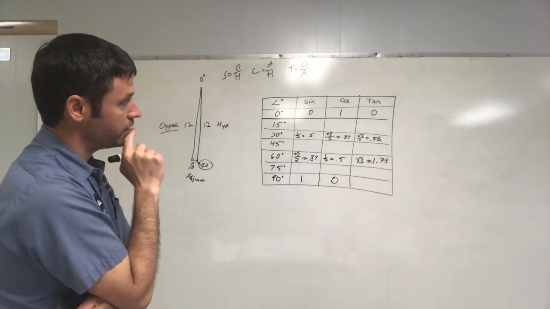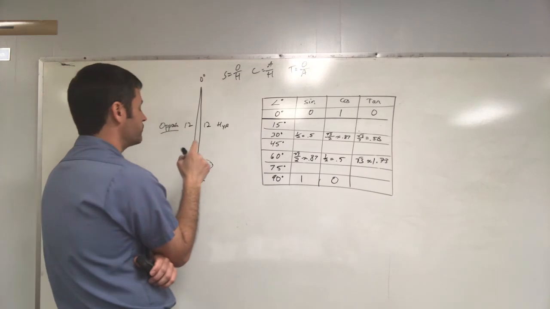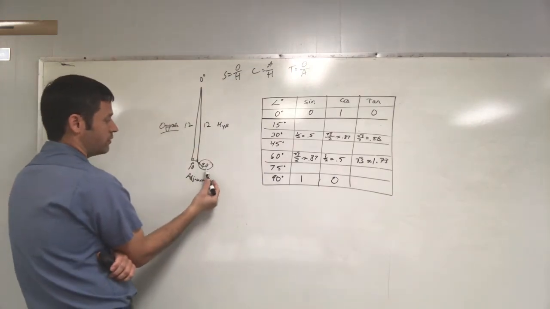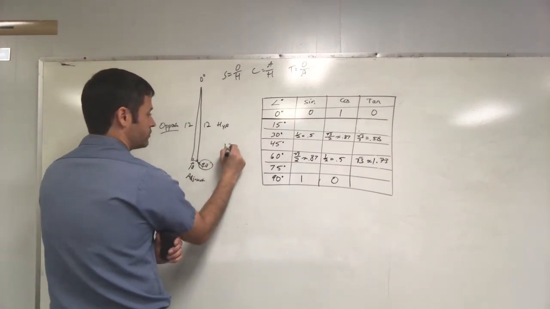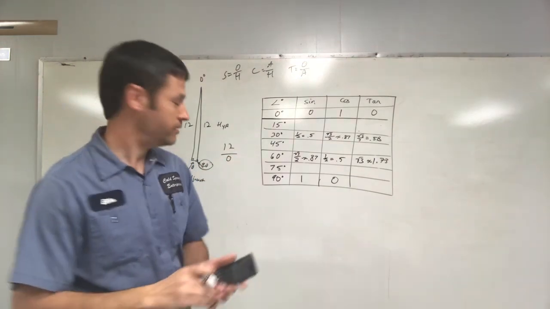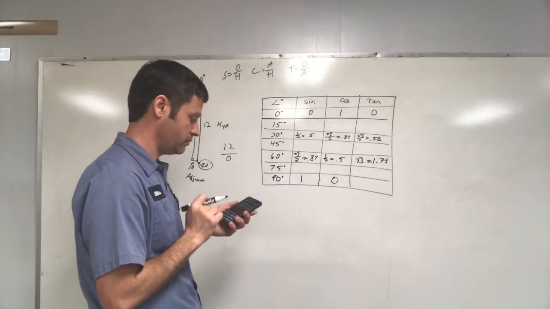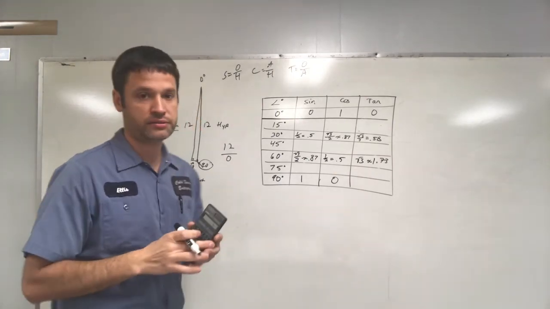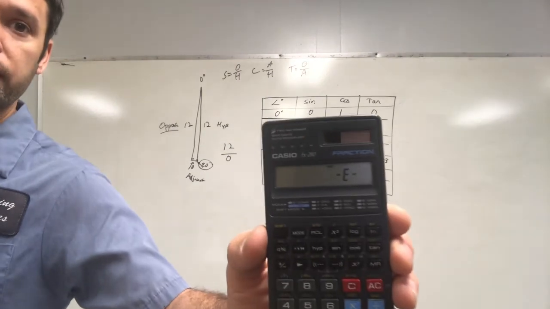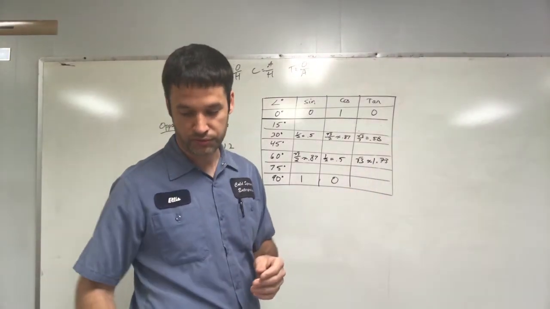If you use your calculator, well, we'll get there. Tangent is opposite over adjacent. So opposite is 12, 12 over adjacent, adjacent is 0. Everyone get your calculator out and put 12 divided by 0. And mine says E. Yours probably says error or syntax error or something.